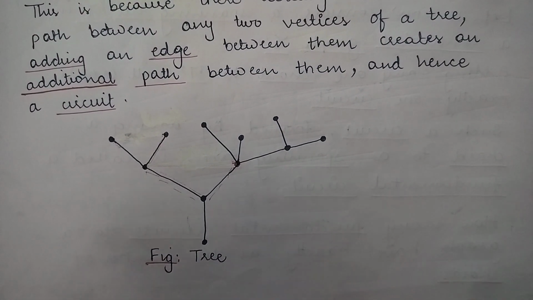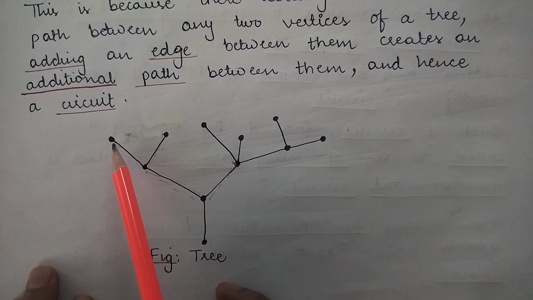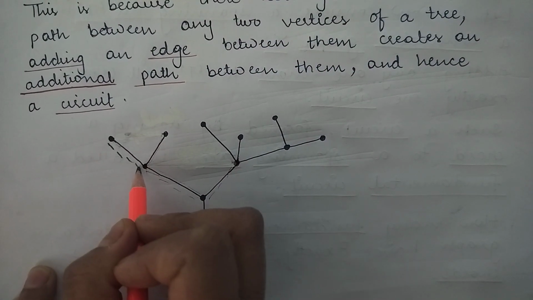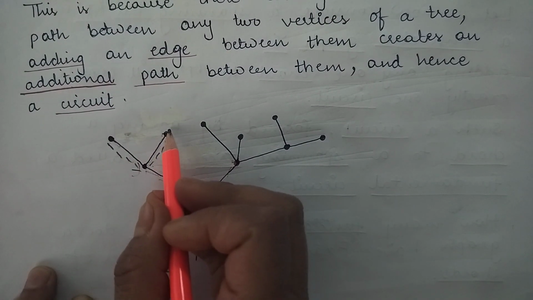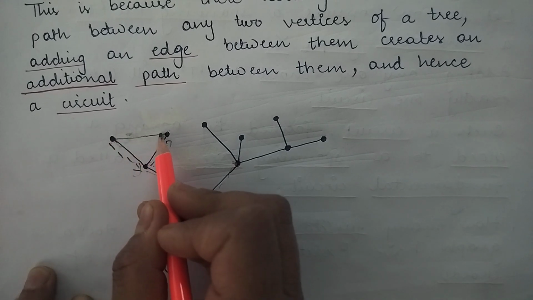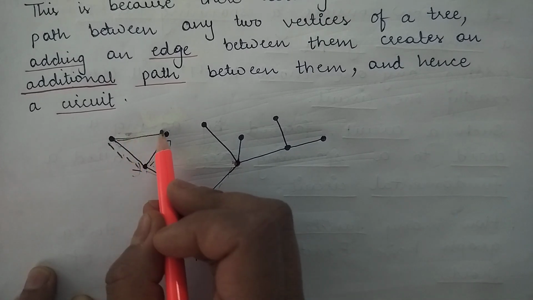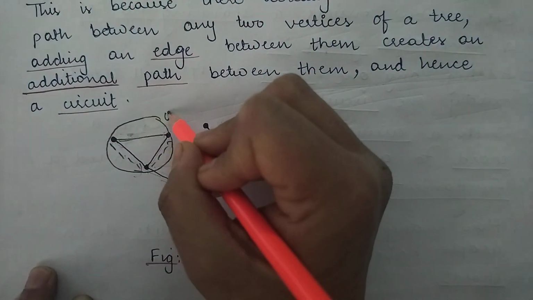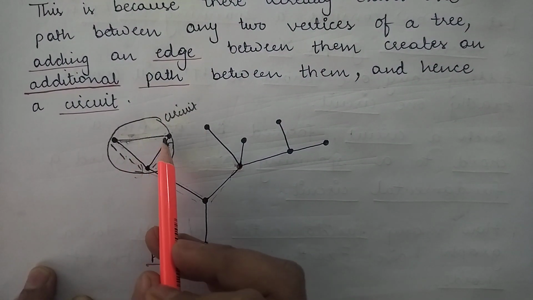For example, if we consider this tree, if I take any two random vertices, for example, these two vertices, there already exists a path between these two vertices. The path is this. These shaded lines are representing the path from this vertex to this vertex. But if I create an edge between these two vertices, then an additional path is created. One path was this and the other path is now this one. So when this additional path is created, you can see that a circuit is created in this tree. One additional path creates one circuit, right?